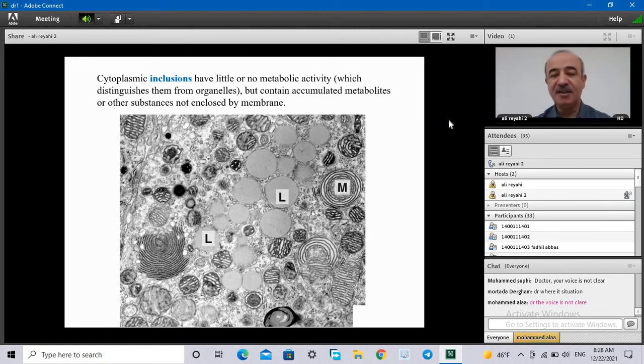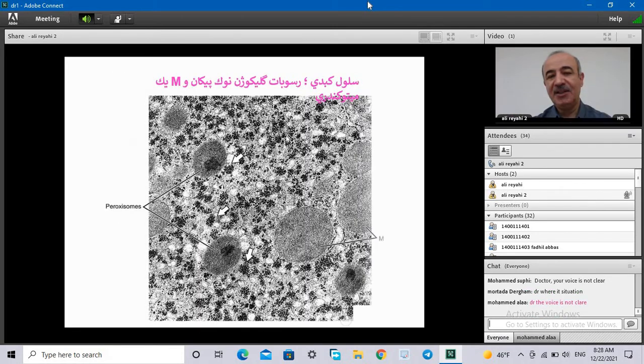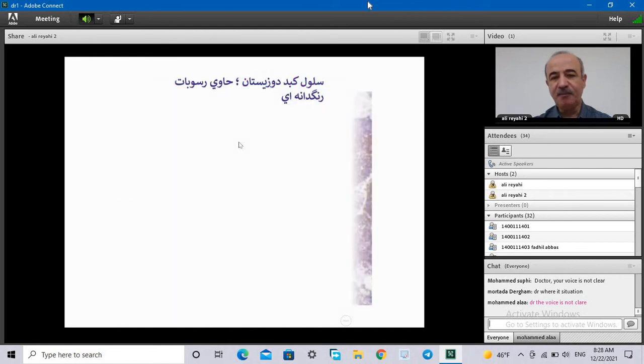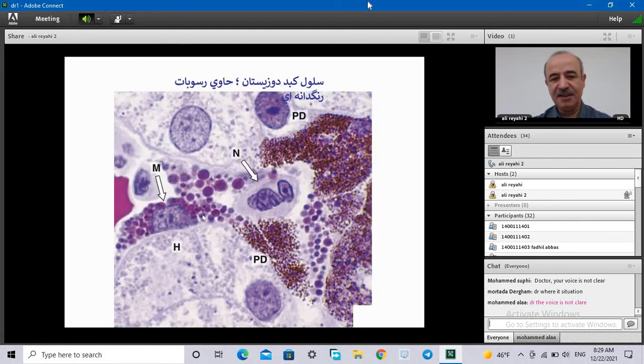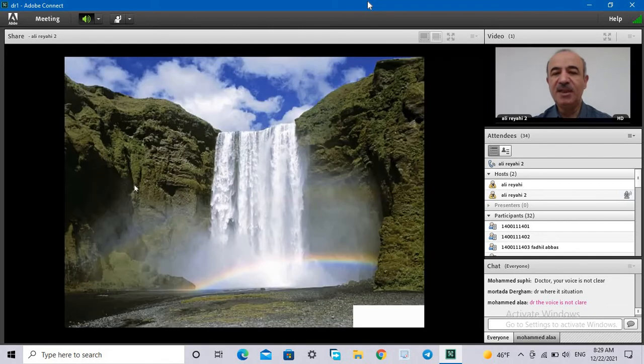All of these structures, all of these components, totally it's called inclusion material, okay? You can see here the aggregation of the glycogen molecules within the hepatic cell. And in this picture, you can see the lipofuscin molecule, the pigment material. Okay, the chapter 2 is finished.